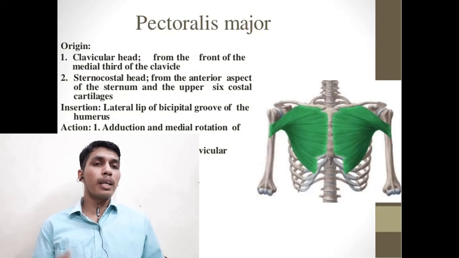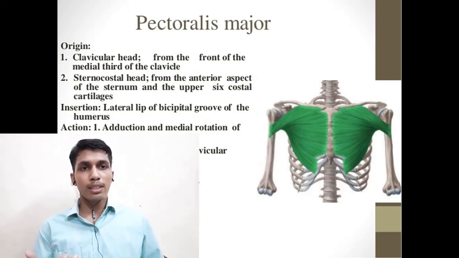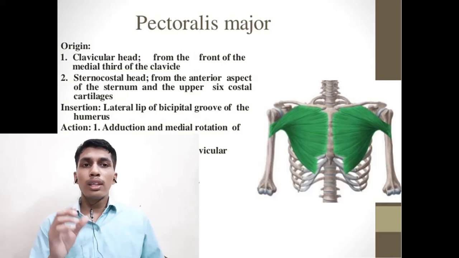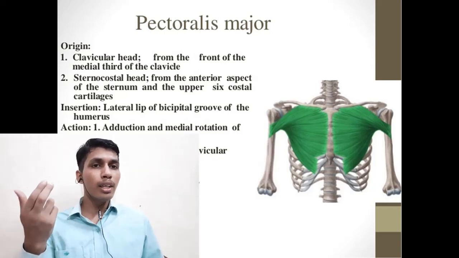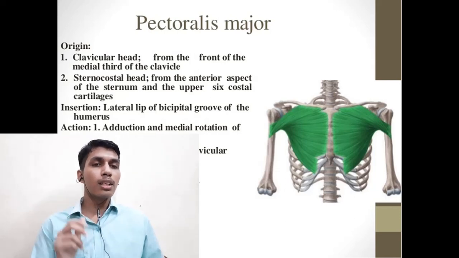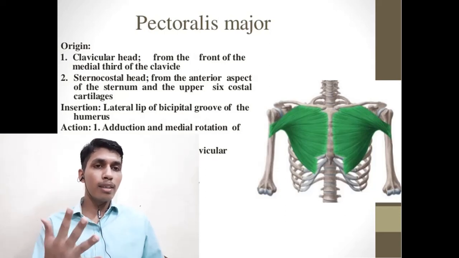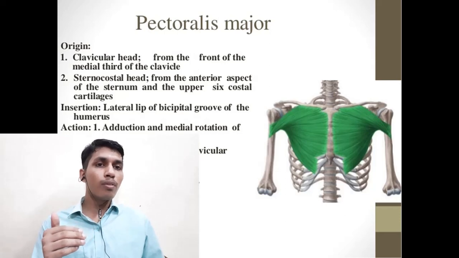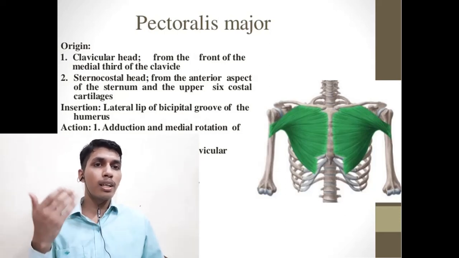Now the nerve supply. Nerve supply is basically by the cords of the brachial plexus and their branches. So the nerves supplying this muscle have the same root value as the roots of the brachial plexus. The brachial plexus is supplied by the 5 roots C5, C6, C7, C8 and T1. So the root value of the nerve supplying the pectoralis major muscle remains the same as that of the roots of the brachial plexus.